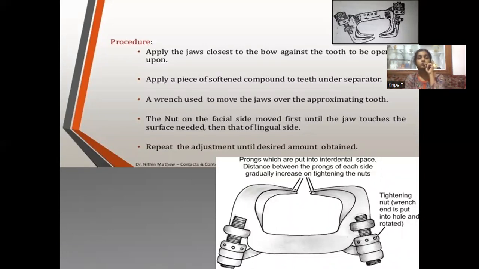Apply the jaws close to the bore against the tooth to be operated upon. Apply a piece of softened compound to teeth under separator. A wrench is used to move the jaws over the approximating tooth. The nut on the facial aspect is moved first until the jaw touches the surface needed, then the lingual side. Repeat the adjustment until the desired amount of separation is obtained.